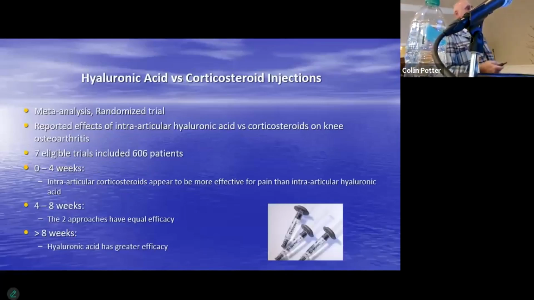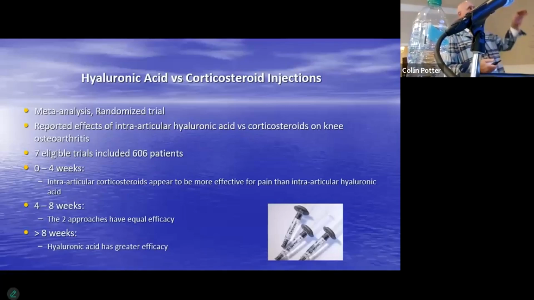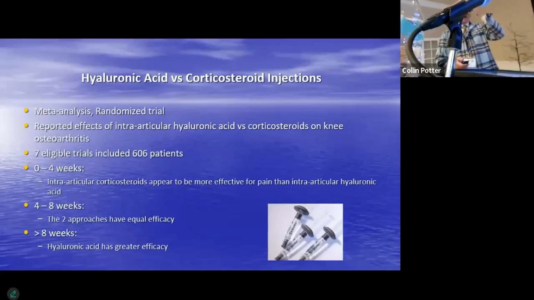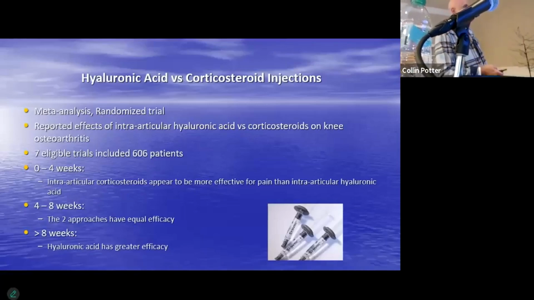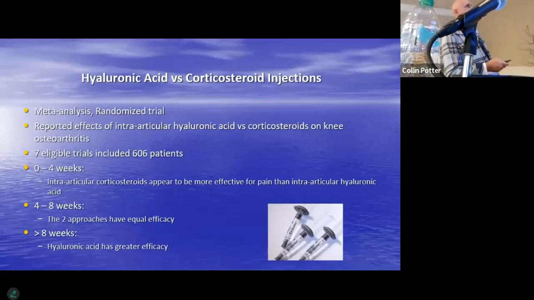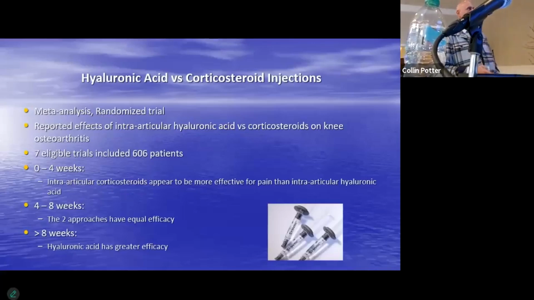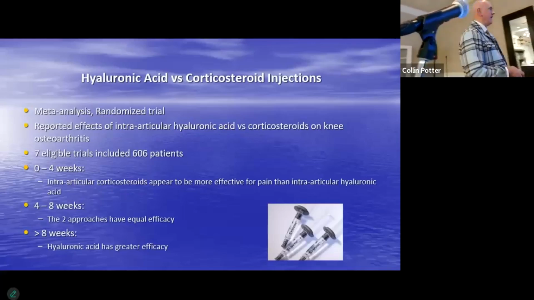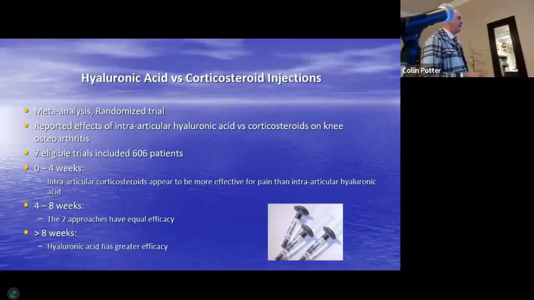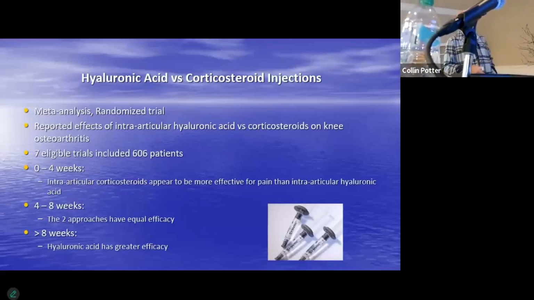Hyaluronic acid, we talked about that. If it's going to help, just like if the steroid's going to help, these tend to help a little bit longer, and later in that treatment phase. So at 0 to 4 weeks, it's usually the steroid that's better. At 4 to 8 weeks, equal efficacy or non-inferior. And then greater than 8 weeks, it's the hyaluronic acid.